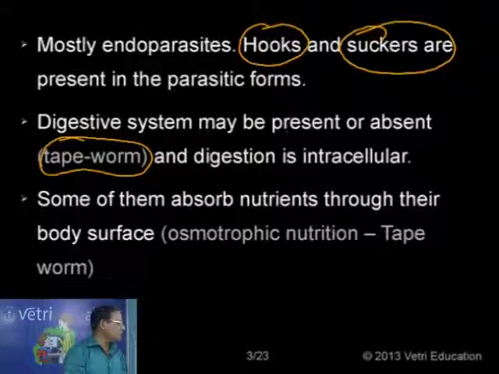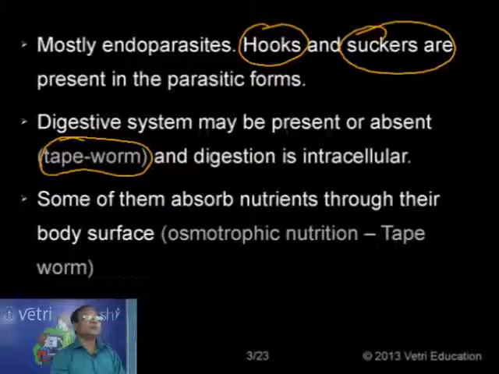So then how is the animal absorbing the food? We have different modes of nutrition, you know that one, heterotrophic. Under this heterotrophic, we have parasitic, saprophytic, holozoic, and other types of nutrition, even the blood eating type as in the case of leeches. Now in the case of tapeworm, the food is absorbed directly through the body surface.